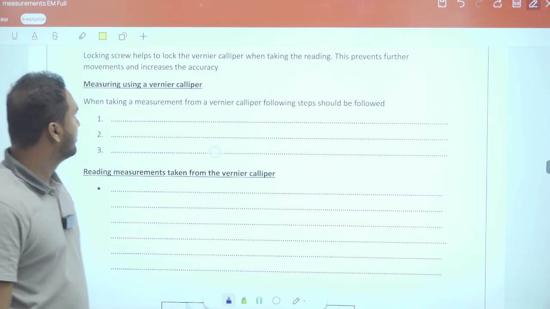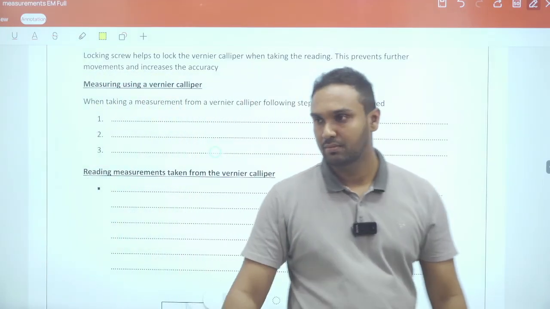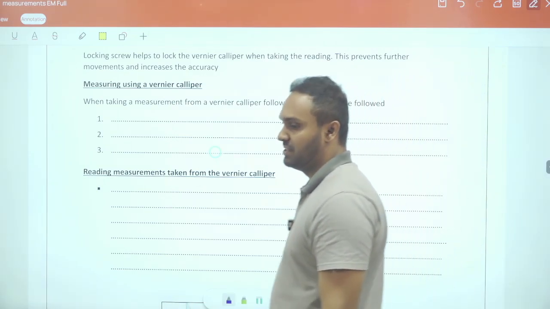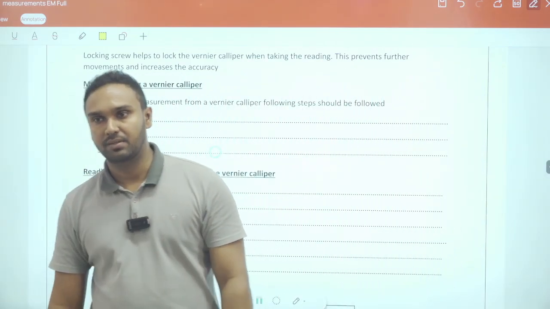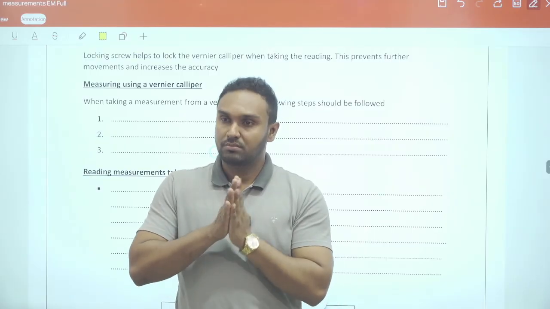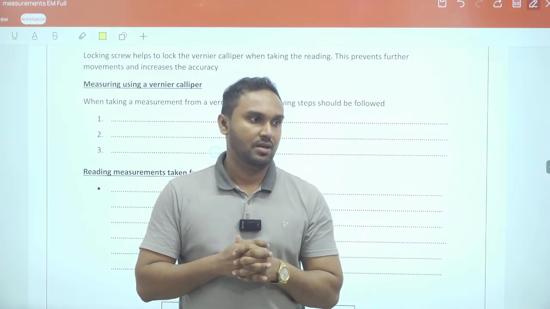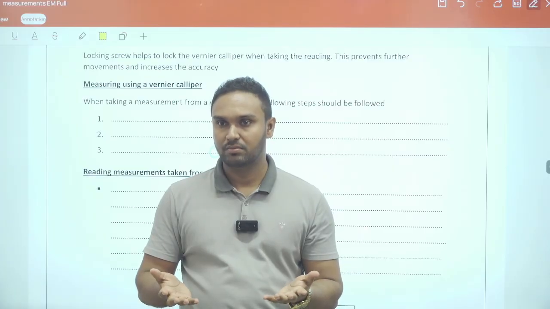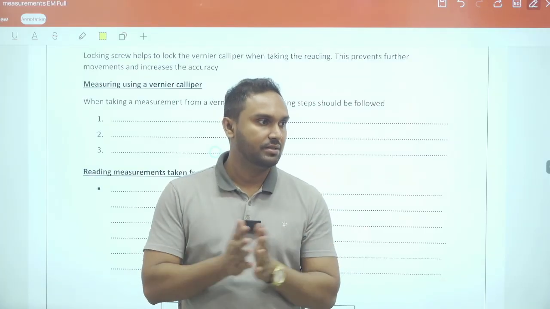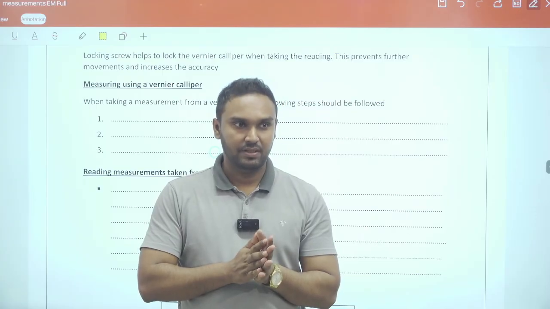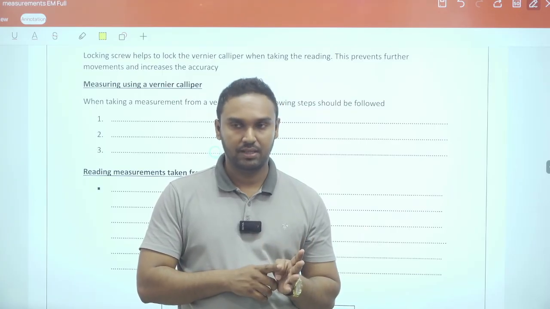Okay. Now come to measuring using a vernier caliper, right? When you are to measure something using a vernier caliper, what do you have to read first? You have the vernier caliper in your hands now. What are you going to check first? Yes, you can check if there is zero error. That is correct. What else?